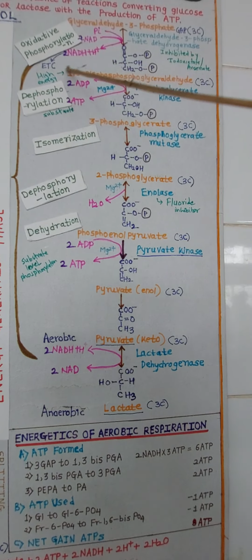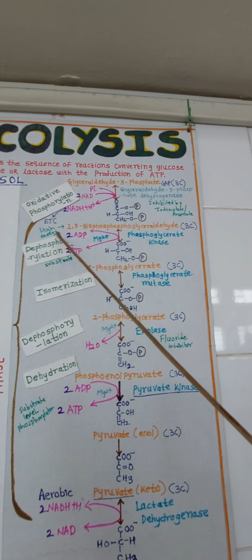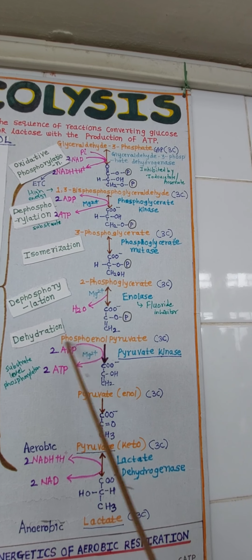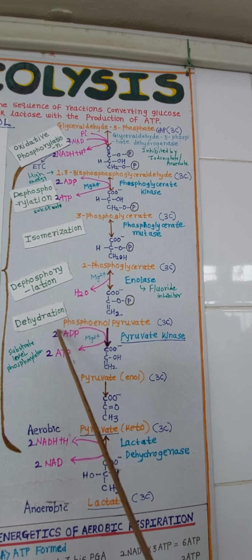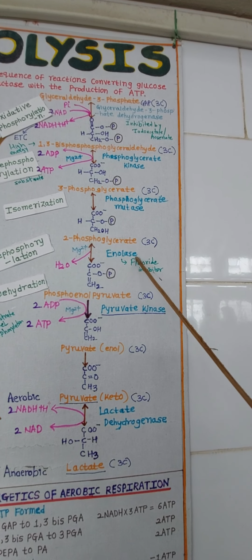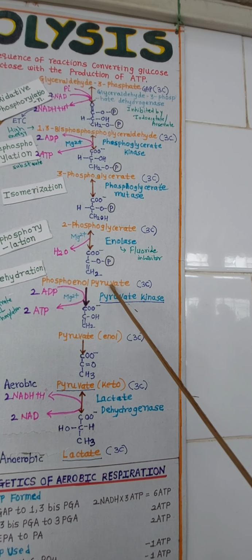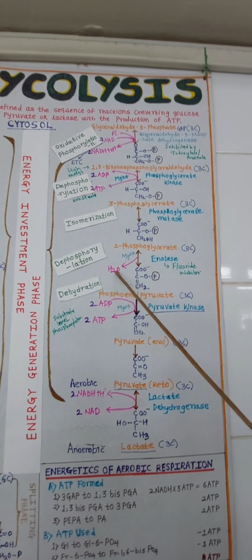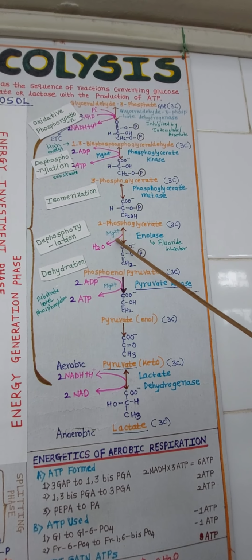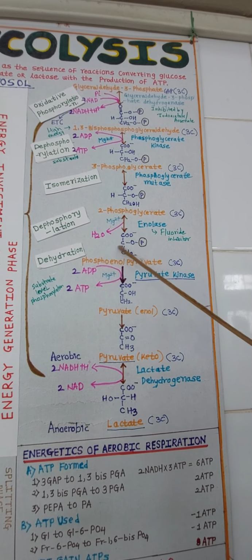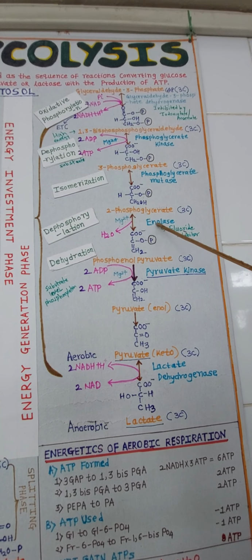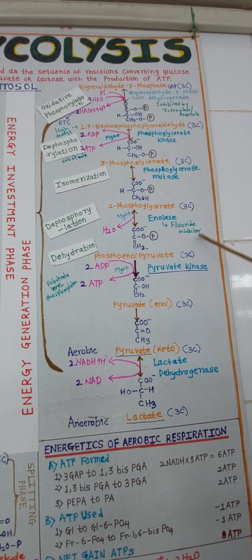You can see here the 1,3-bisphosphoglycerate, which is a very high energy compound because it contains the 2 phosphate molecules. Now the second highest energy containing compound is phosphoenol pyruvate, and the enzyme is enolase, which converts 2-phosphoglycerate to phosphoenol pyruvate. And here the step is dehydration, where a water molecule is removed, and Mg2 plus is the coenzyme. You can see here the structural changes of the 2-phosphoglycerate to phosphoenol pyruvate, and for the enolase, fluorides are the inhibitor.